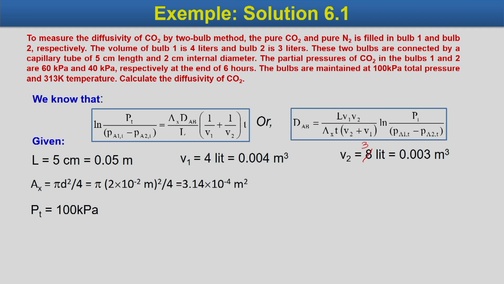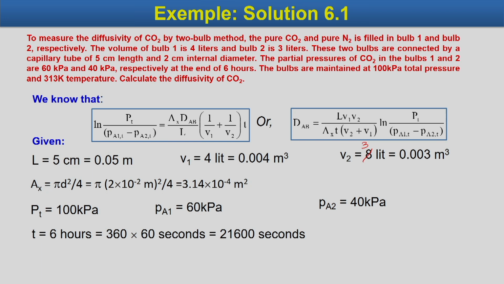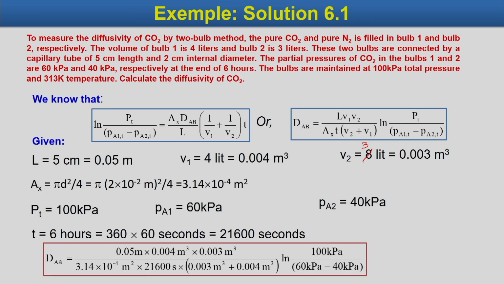The total pressure is given as 100 kilopascal, and the partial pressures in the two bulbs are given at the end of the operation. The partial pressure of component A in bulb 1, Pa1, is 60 kilopascal, and the partial pressure of component A in bulb 2 is 40 kilopascal. The total time of operation is 6 hours. We can convert this: 6 into 60 into 60 seconds, so a total of 21,600 seconds.